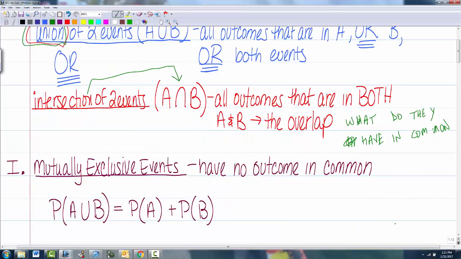This next vocab word, mutually exclusive events, comes from asking: what's the probability of A or B occurring? You can put that down underneath this. This is what this corresponds to. So, for instance, you roll a die. What's the probability of getting a 1 or a 4?